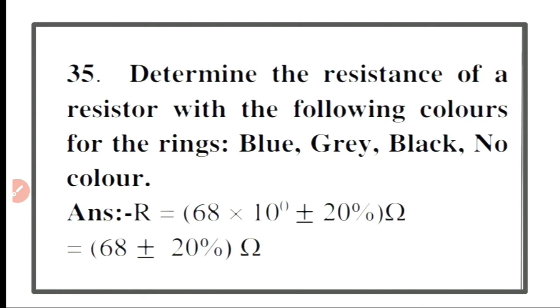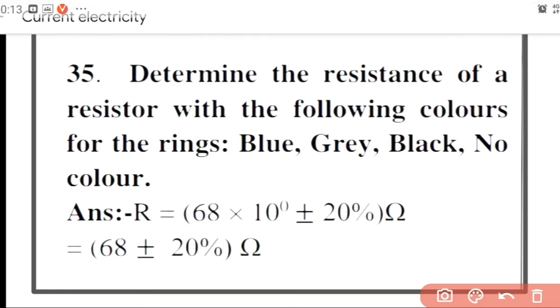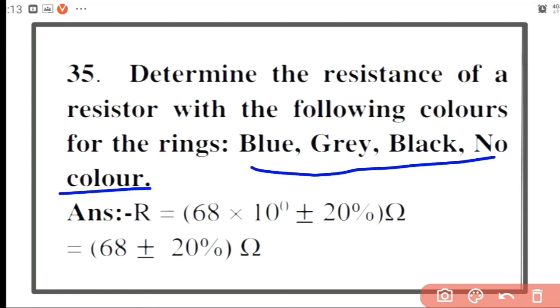One more example, you just look: you have blue, grey and black, then no color. So the four rings are like this: blue, grey, black. Blue is 6, grey is 8, so 68 into black, so multiply by 10 raised to 0, that is 1. Then no color means 20%. So it is 68 into 10 raised to 0 plus or minus 20%, or 68 plus or minus 20% ohm. Okay, I think it has been clear for you.